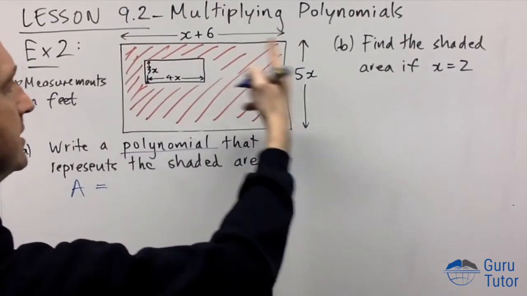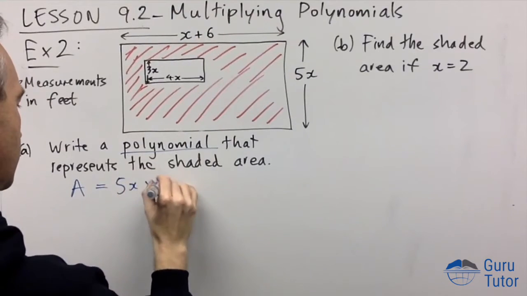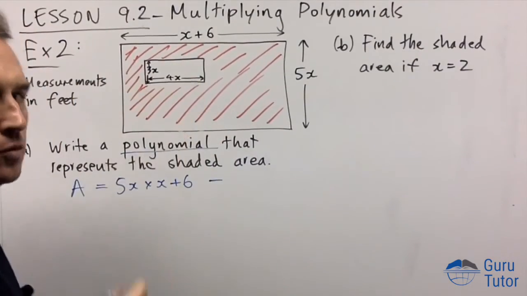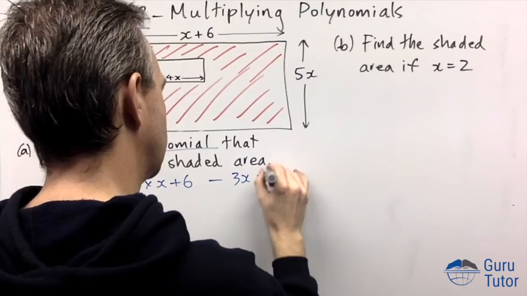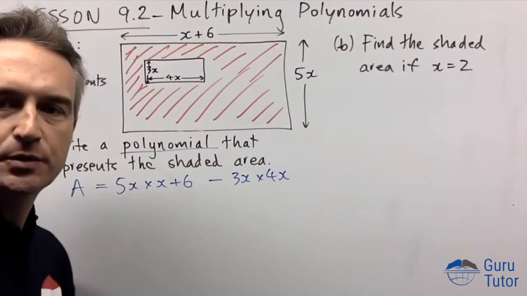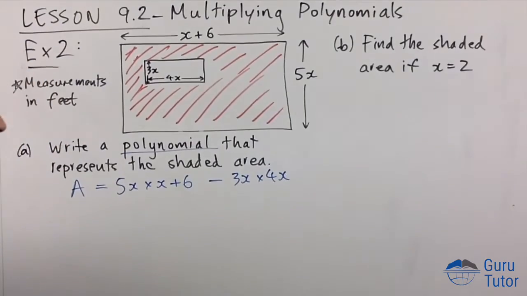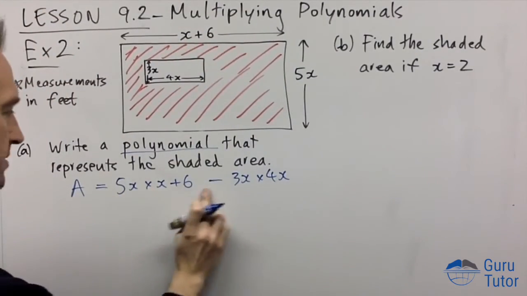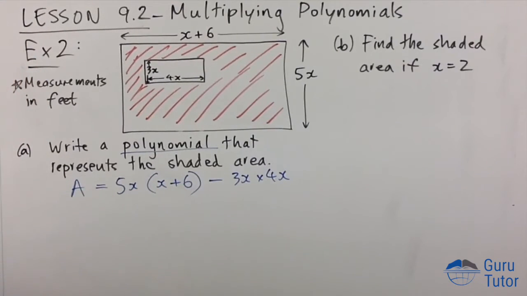So the whole outer part is going to be 5x times x plus 6. And then I'm going to subtract the hole area. Okay, so it's 3x by 4x. 3x times 4x. Do you agree? Is that right? Something's wrong with this? Hopefully you figured that out. We're going to do 5x times all this stuff. So it's 5x times all this, which means we're going to put brackets there. Okay, and you're going to imagine that there's a multiplication symbol there.